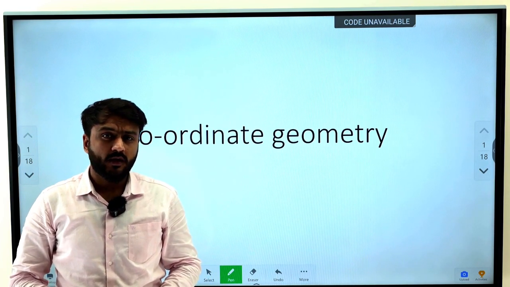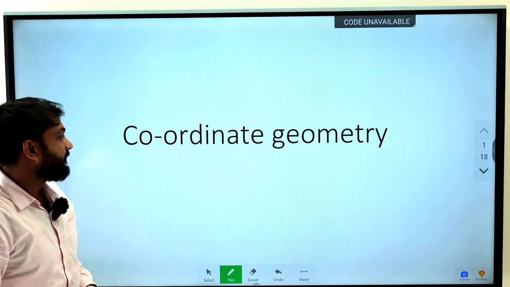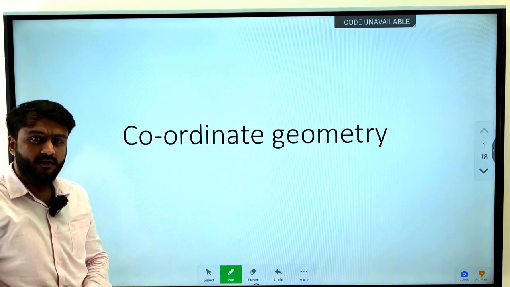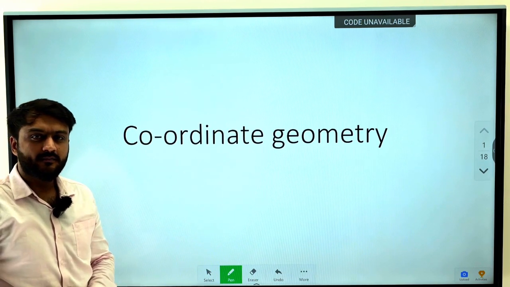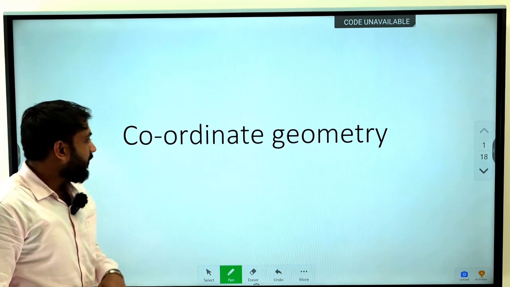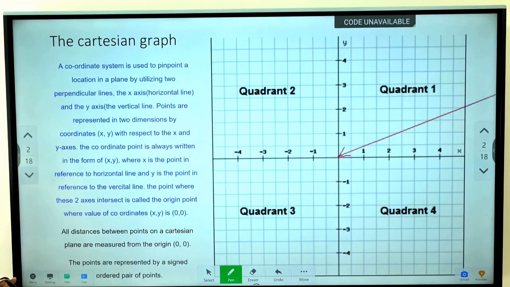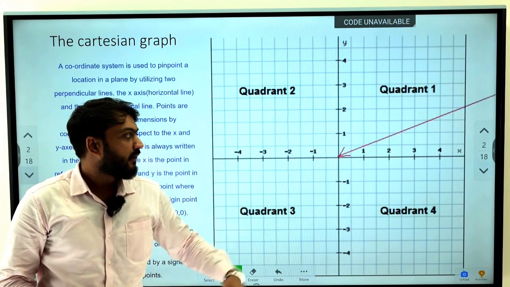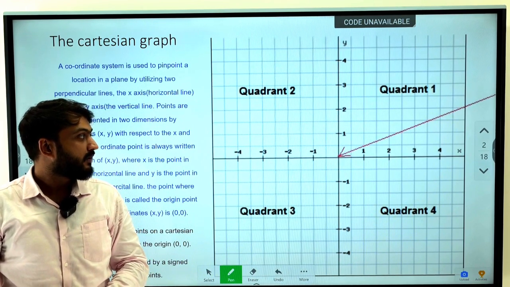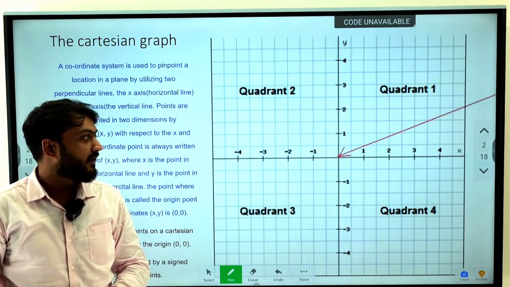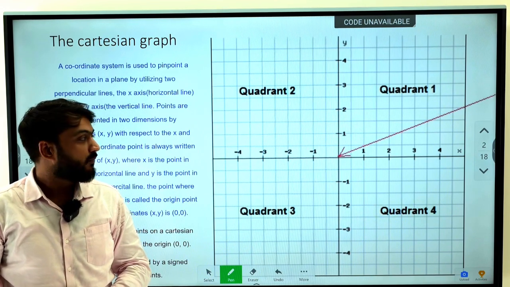The topic for today, as you can read, is coordinate geometry. So, let's start. Coordinate geometry is basically on Cartesian graph. So, we'll just quickly brush up our skills of plotting points on the Cartesian graph and henceforth move on from there.